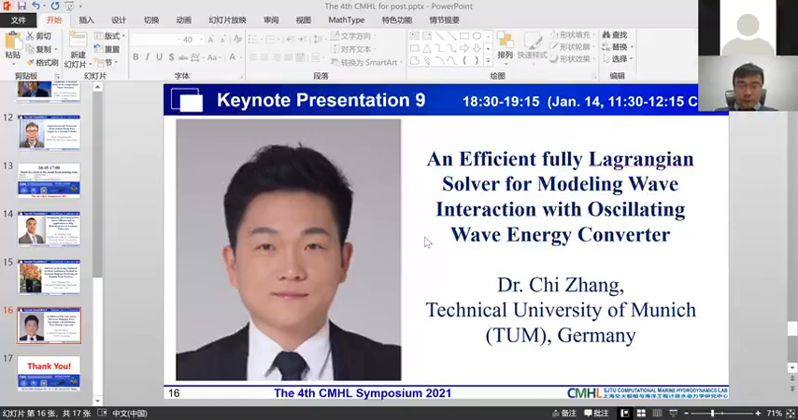Chi Zhang. Dr. Chi Zhang completed his doctoral program at TUM, Germany, and now works as a postdoctoral researcher at TUM. His research interest is in the development of open source multi-physics and multi-resolution libraries based on the SPH method, and their application in fluid dynamics and solid mechanics. He has published more than 30 journal and international conference papers.